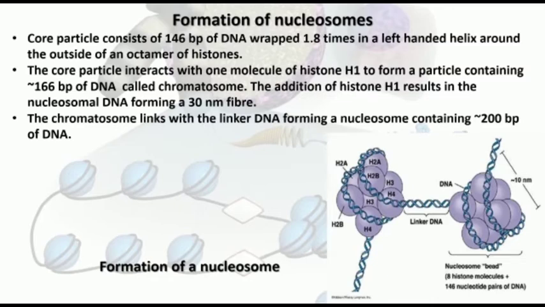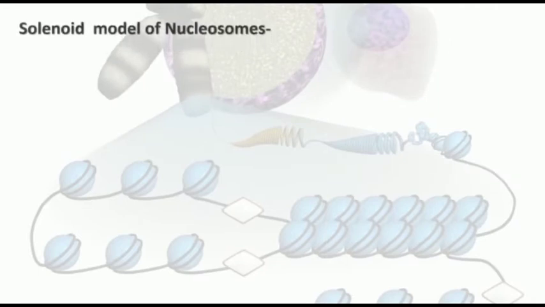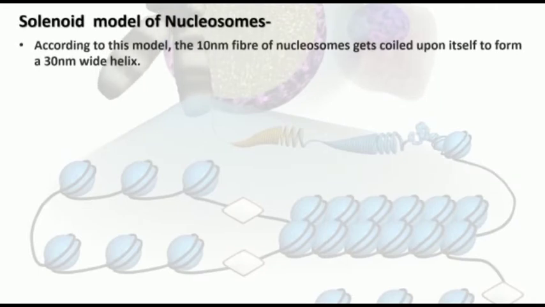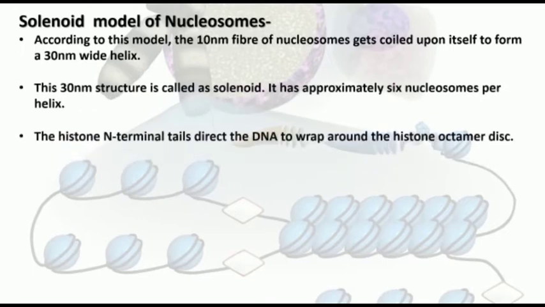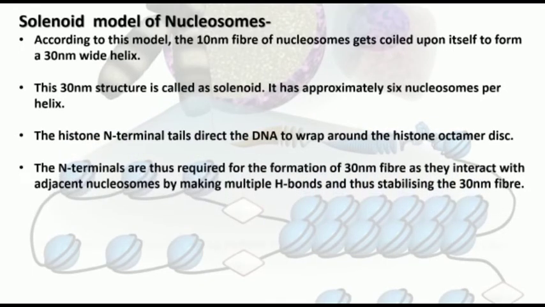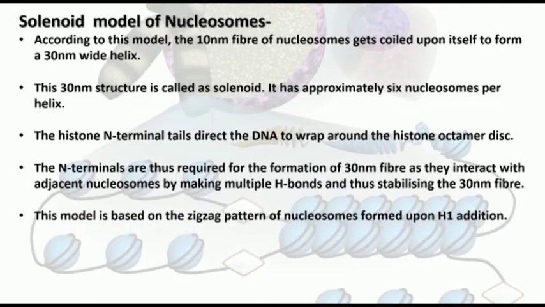Now, what is the solenoid model of nucleosomes? According to this model, the 10 nanometer fiber of nucleosomes gets coiled upon itself to form a 30 nanometer wide helix. DNA in the nucleus is wrapped around nucleosomes, which are histone octamers formed of core histone proteins: 2 histone H2A, H2B dimers, 2 histone H3 proteins and 2 histone H4 proteins.